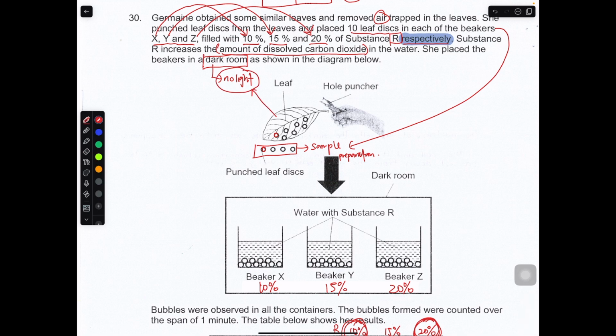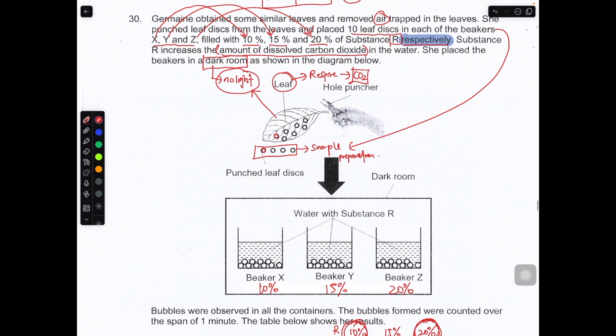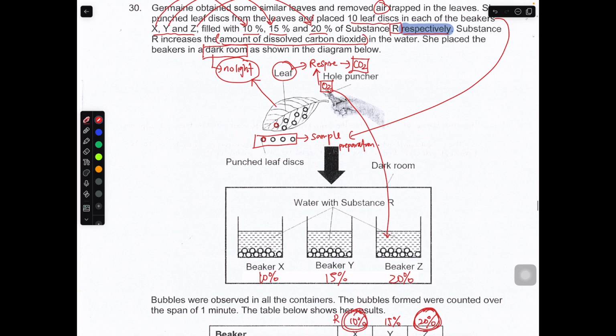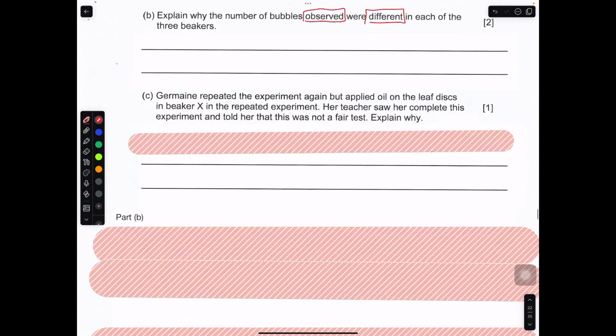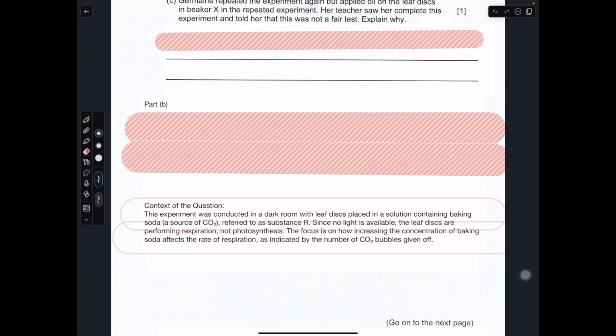They are in darkness, so the leaf itself will respire, and when they respire, they will give out carbon dioxide gas, not oxygen. Oxygen is for photosynthesis, but when they respire, they give out carbon dioxide gas. For them to respire, they need to take in oxygen, and this oxygen is found where? Inside the water, because the leaf disc is in the water itself. Let me give you the context of the question first, before we answer this, because this question is a bit tough. The context means the background story.